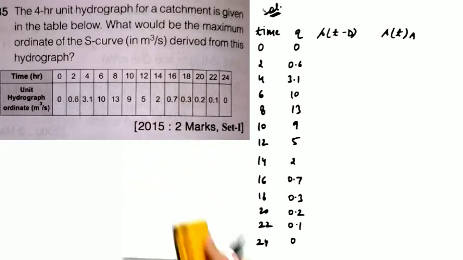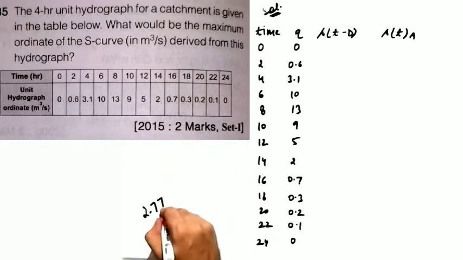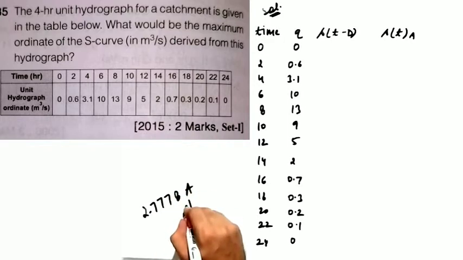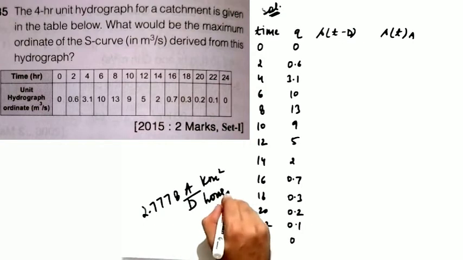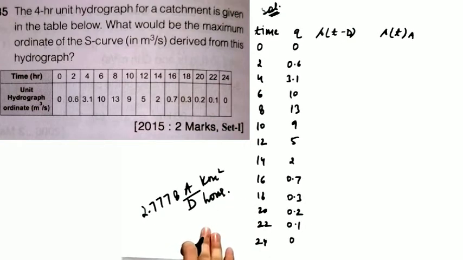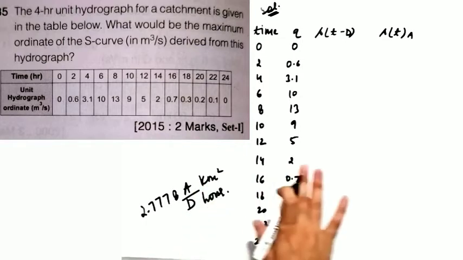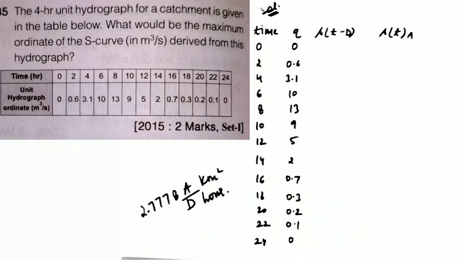You also know the formula to calculate the maximum ordinate. It is 2.7778 A by D, where A is in kilometer square and D is in hours. You can also go for this formula, but I am leaving this to you since this is a simpler version of this question. You just have to determine the area from these ordinates and the time interval D. D is already given in the question. D is equal to 4.